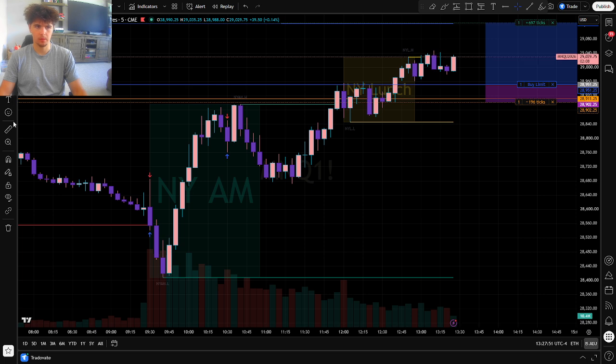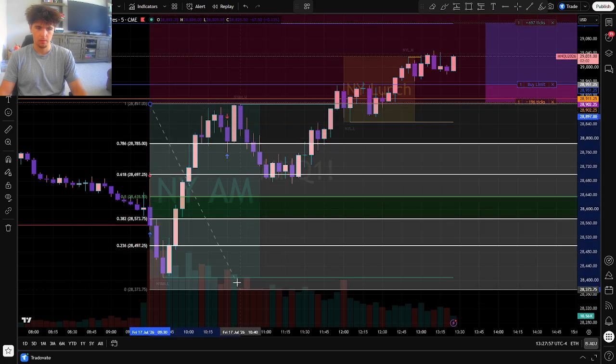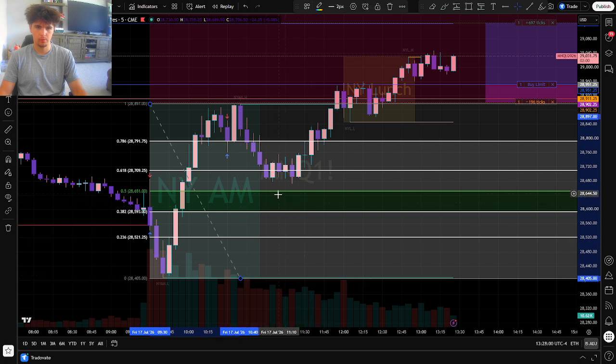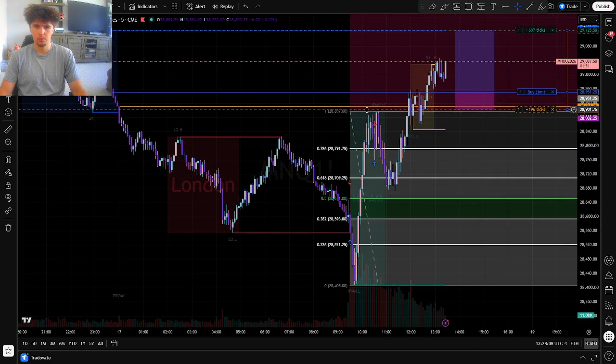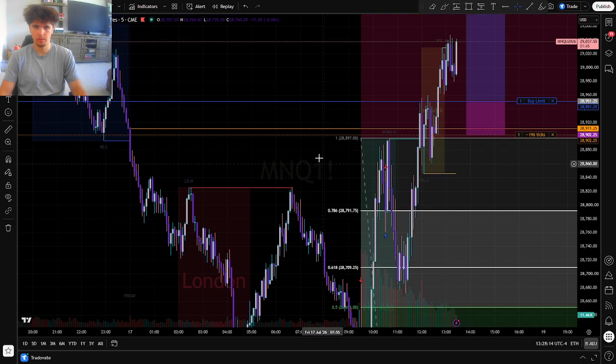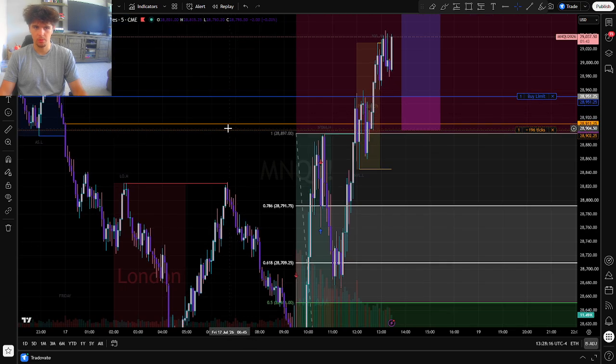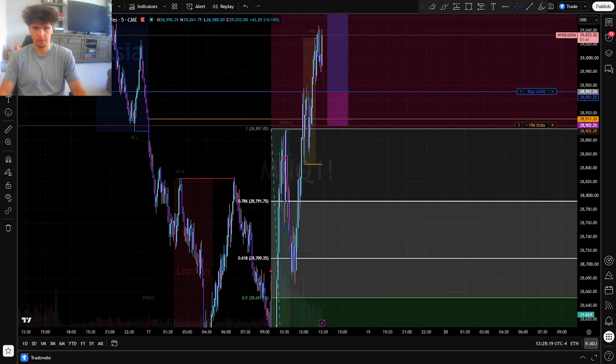If we look at the session fib, is that it? Okay, we didn't even retrace to the 0.5. So that would have been my entry, and I would target the 2 day open here, the orange line, not the dotted one, the solid one. That's the 2 day open. I was going to target that for my TP.